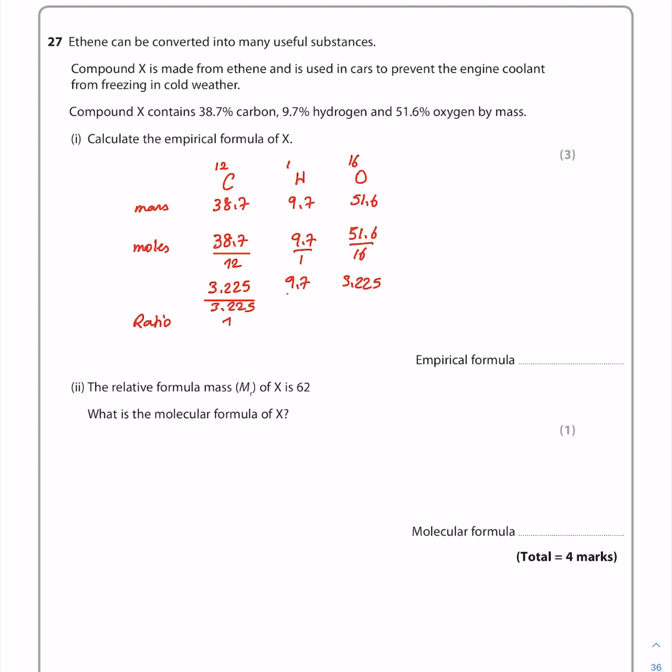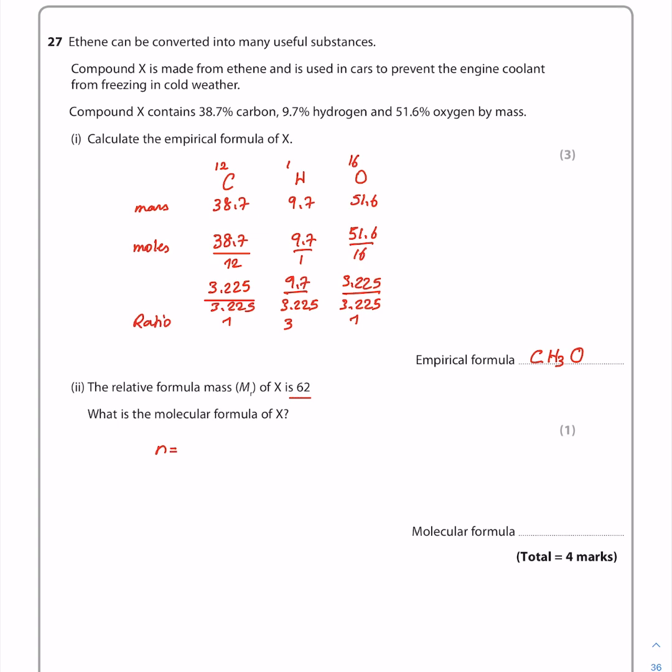فهتطلع هنا 1 و 9.7 على 3.225 give you 3 و 3.225 على 3.225 give you 1. يبقى كده ال empirical formula is 1 carbon 3 hydrogen و 1 oxygen. The relative formula mass of X is 62. What is the molecular formula of X?